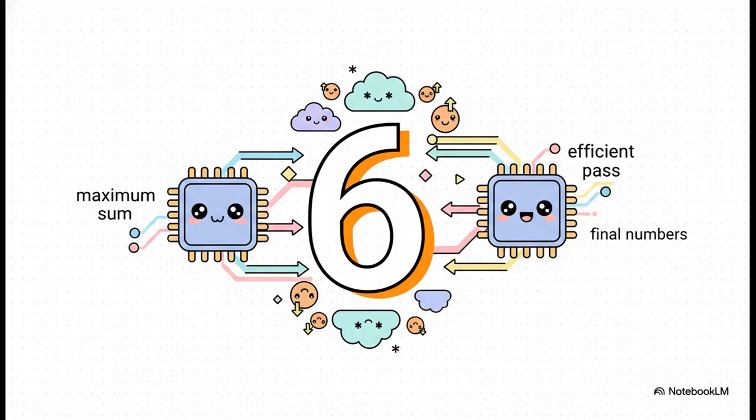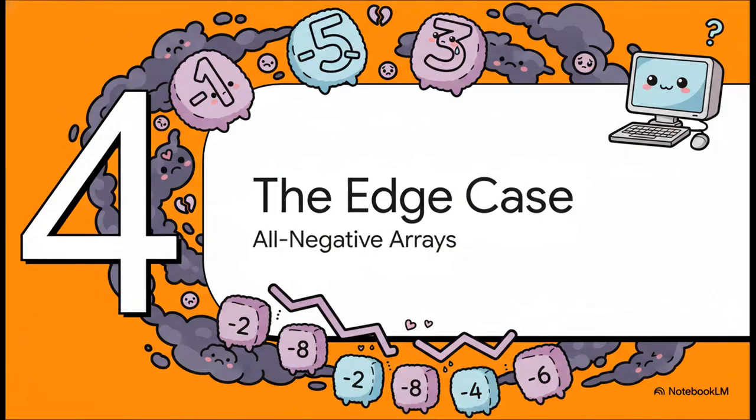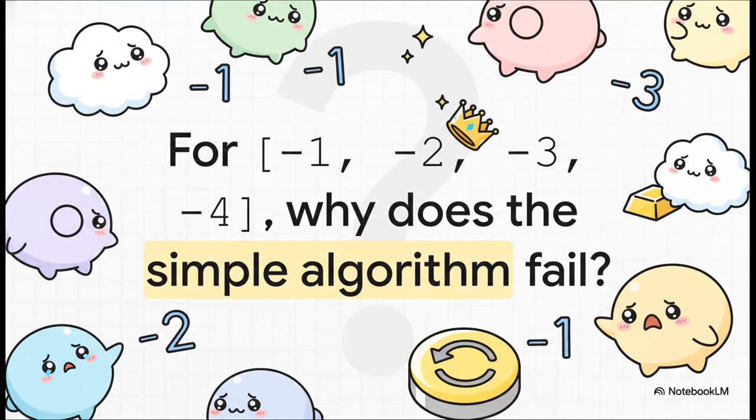So clean. But it's never that simple, is it? Even the most beautiful ideas can have a tiny little flaw if you don't account for tricky situations, or what we call edge cases. So what happens when every single day is a loss? Check out this array, all negative numbers. If we just follow our reset to 0 rule, what happens?